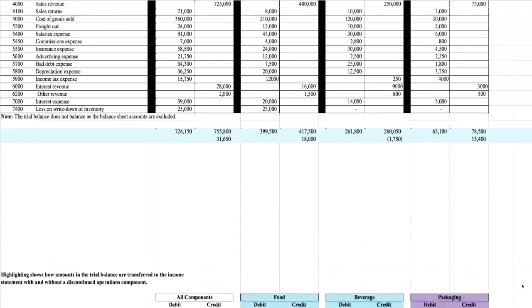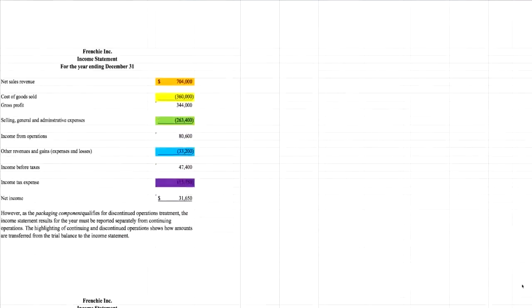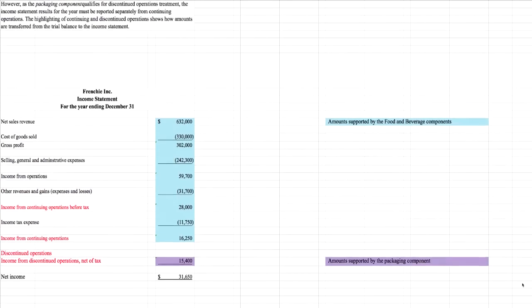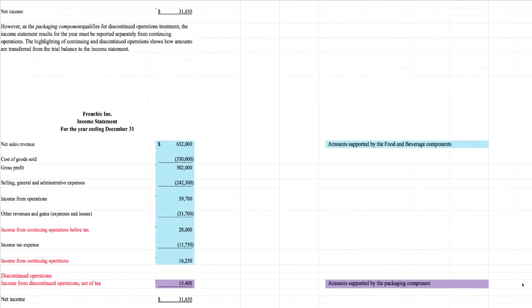So we take all that information, and with a discontinued operation, separately reported, right? So we have our income tax expense, income from continuing operations after tax, and then a line item, discontinued operations, which we know is reported net of tax. Then we have our income from discontinued operations, $15,400 again, already net of tax. And therein lies our net income, $31,650. If you notice, the $31,650 and the $31,650 are identical.